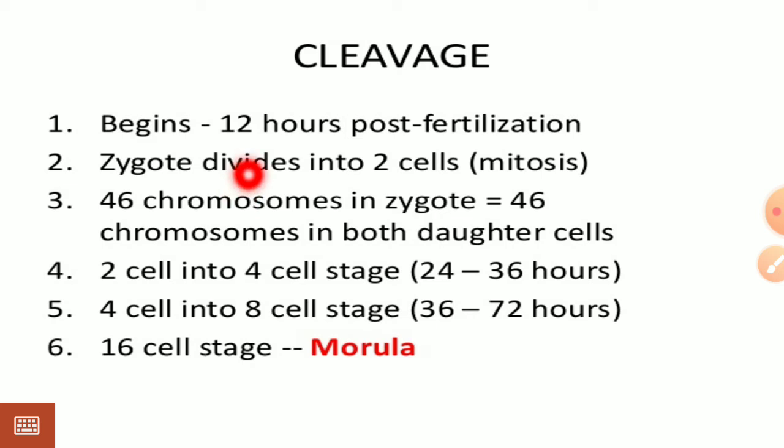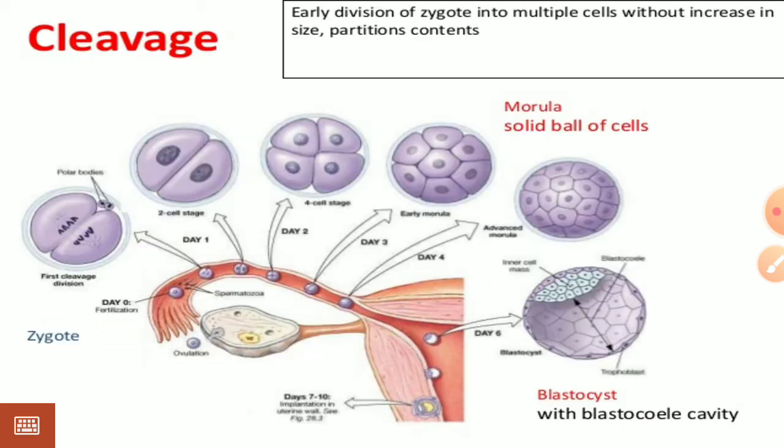Cleavage begins about 12 hours after fertilization, and the zygote divides into two cells by mitosis. The zygote contains 46 chromosomes, and both daughter cells also contain 46 chromosomes. Then the second cleavage starts. The two cells change into the four cell stage, which occurs 24 to 36 hours after fertilization. The four cells change into the eight cell stage, and the eight cell stage changes into the 16 cell stage, which is called the morula.